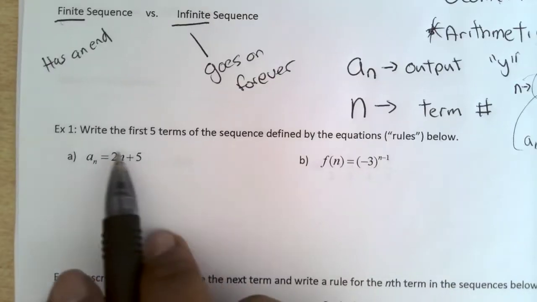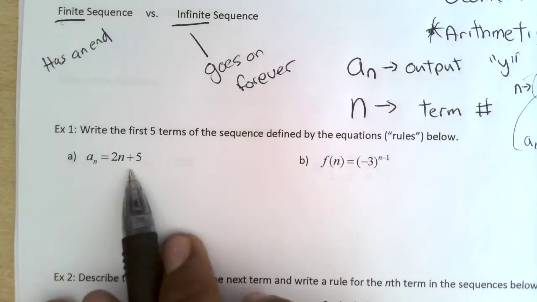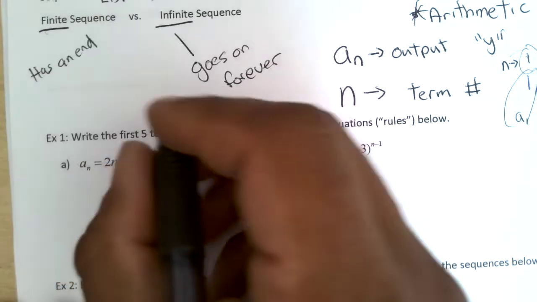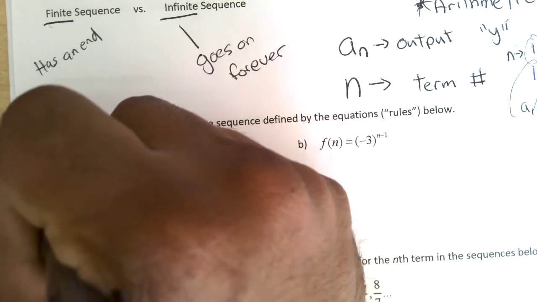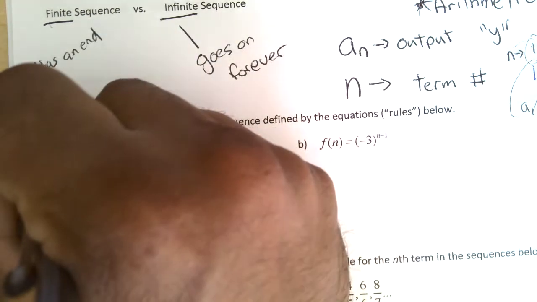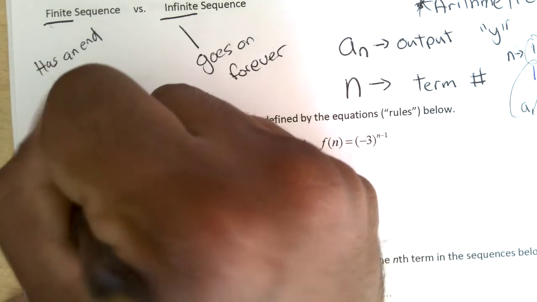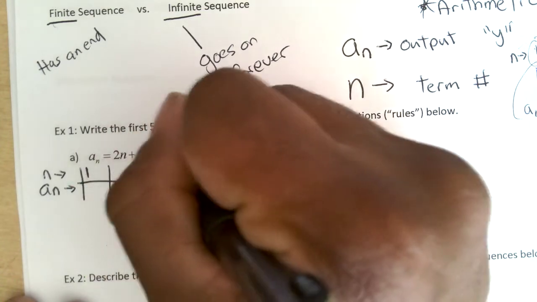So let's go ahead and look at this. Write the first 5 terms by the rules. The rules you can think of as equations. So the first term is when n equals 1. So we say a of n, we'll put up here, and then n here. What happens when we get 1? I'm going to make this into a little table, and that's how you can think about it if you were doing this.